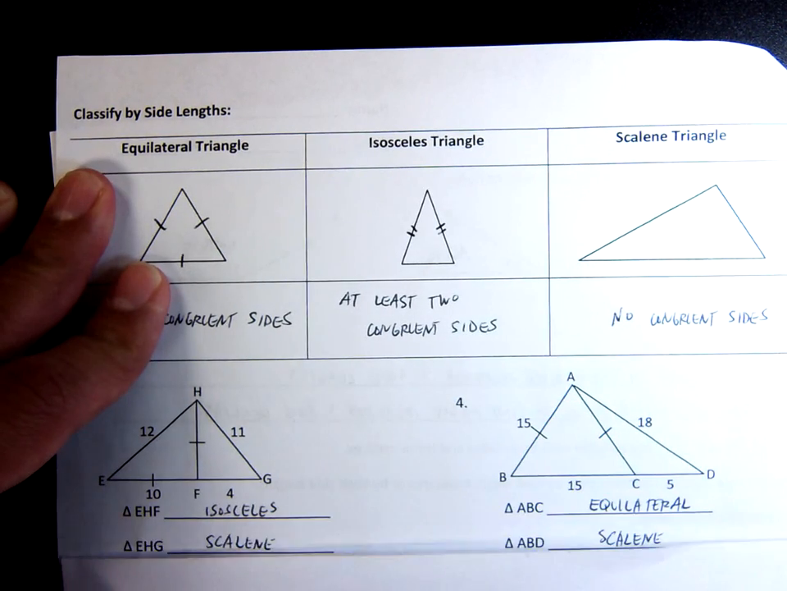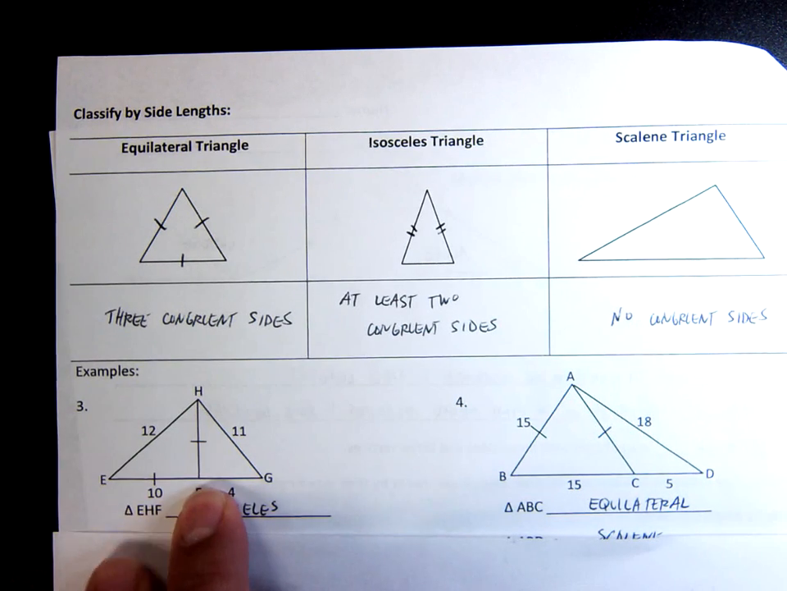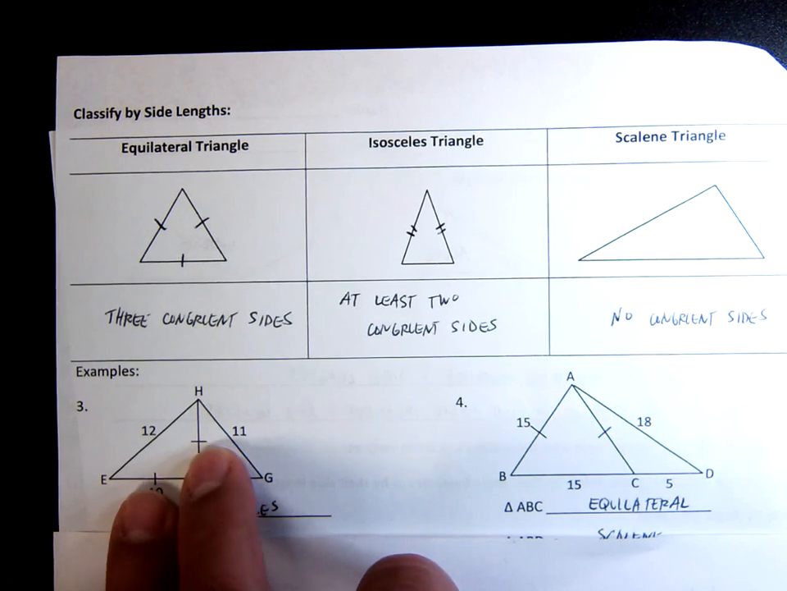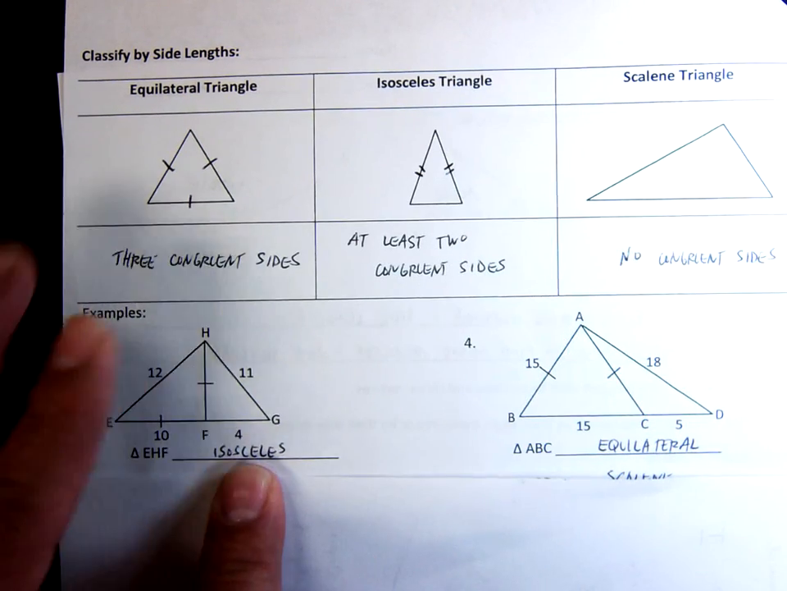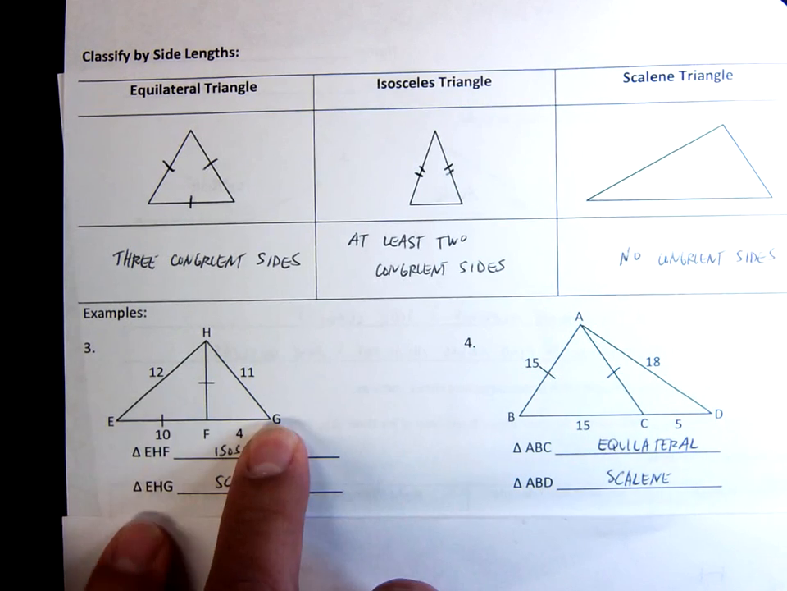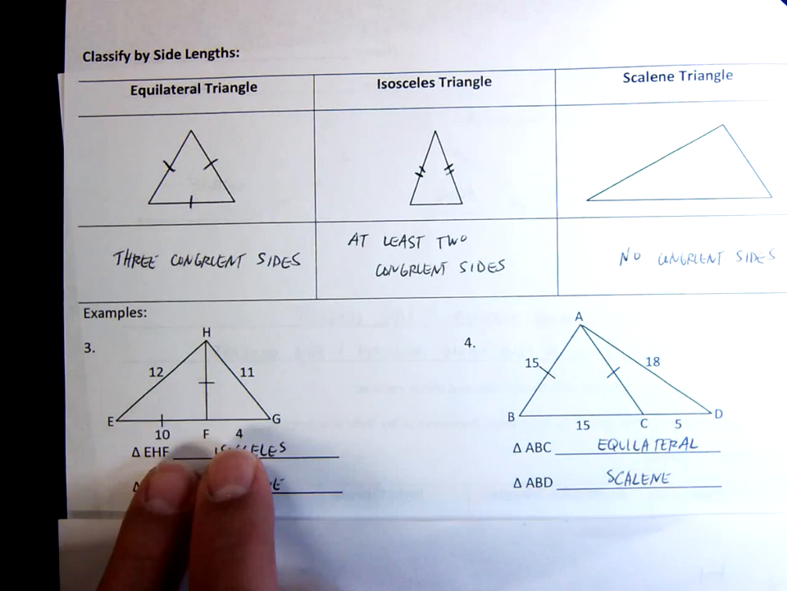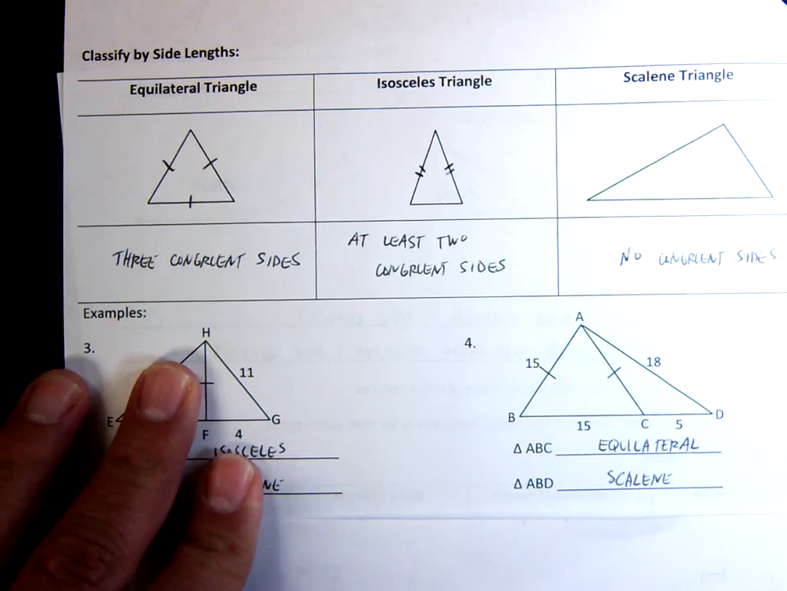Alright, what does the math look like? EHF. Again, I see tick mark there, tick mark there. Those are the same length. That is an isosceles triangle. EHG. This side length is 12. That one's 11. The bottom one is 14. That's scalene. None of the sides are the same length.